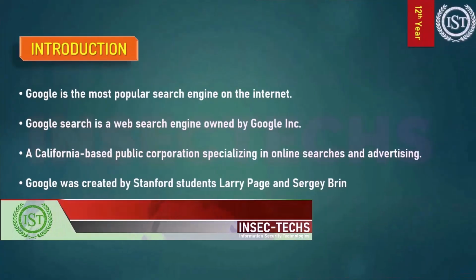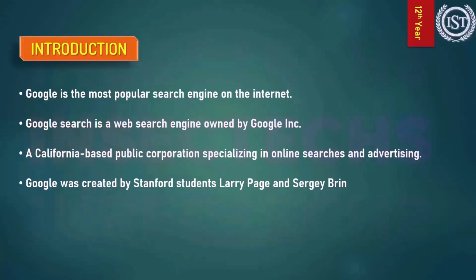Google is the most popular search engine on the internet. It's a web search engine owned by Google Inc. It was actually created by Stanford students Larry Page and Sergey Brin. It's a California-based public corporation specializing in online searches and advertising.